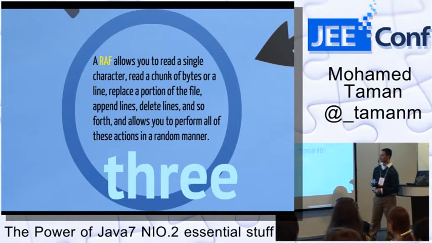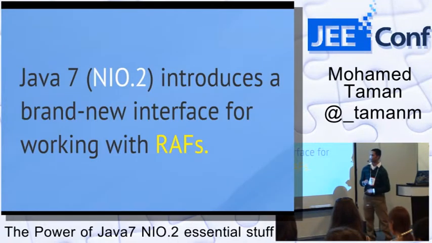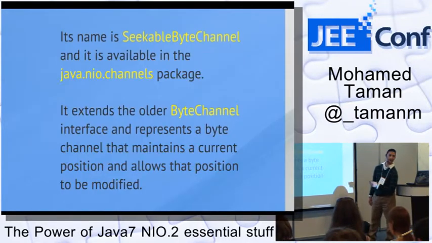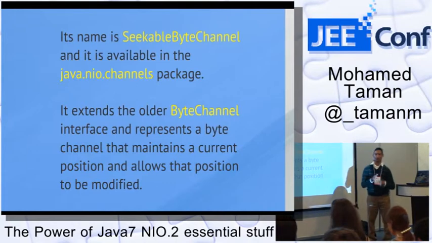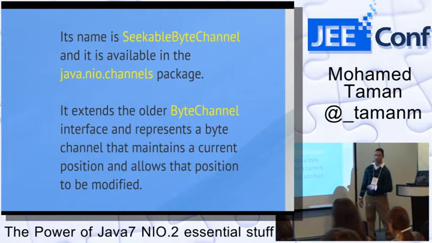Technically, if you would like to know this, from NIO.2, a brand new interface called SeekableByteChannel. Seekable byte means I'm seeking for bytes. Channel means buffers, so what is the relation? You will see. It was introduced in the channels API and extends ByteChannel. What is the purpose of ByteChannel?